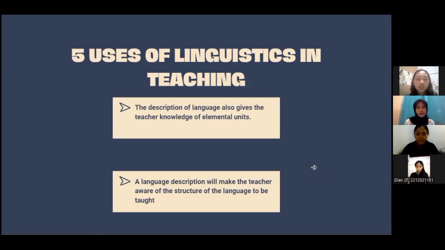Okay, the next one is number 4. The description of language also gives the teacher knowledge of element units such as phonemes, morphemes, and so on, and also provides a list of structures or a formula system for a language that can be used in its teaching. And number 5, the last one: a language description will make the teacher aware of the structure of the language to be taught, and thereby improve the quality of linguistic content in language teaching.